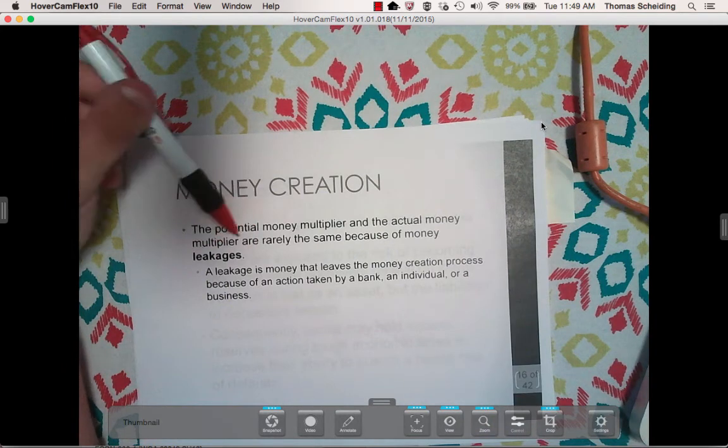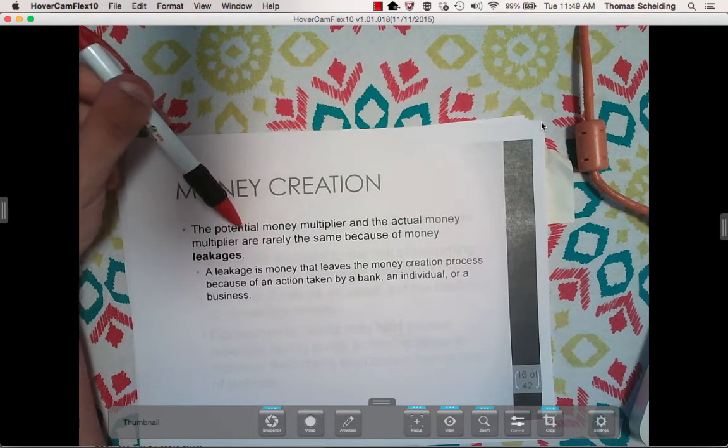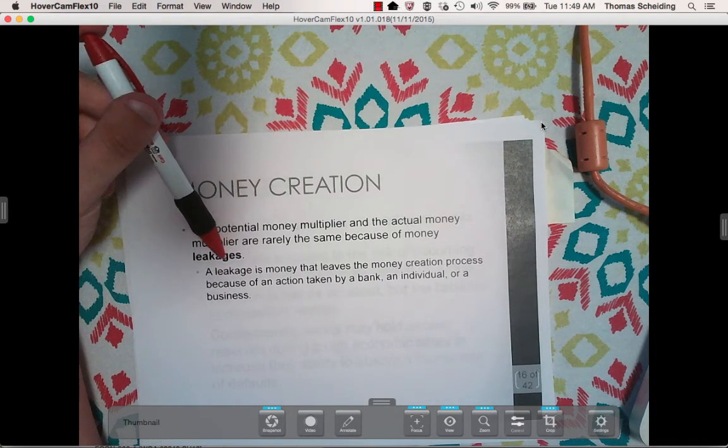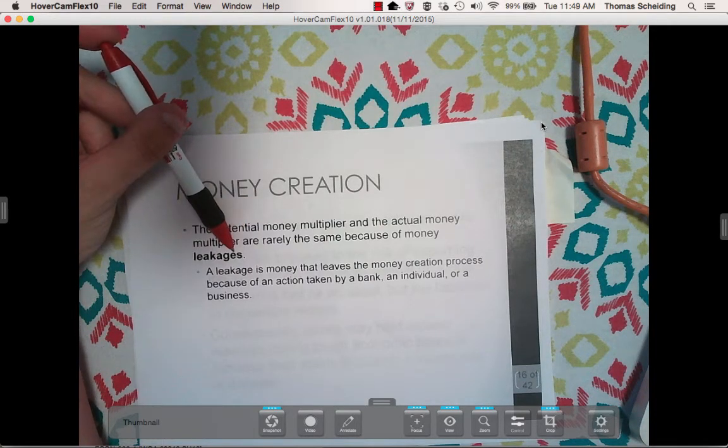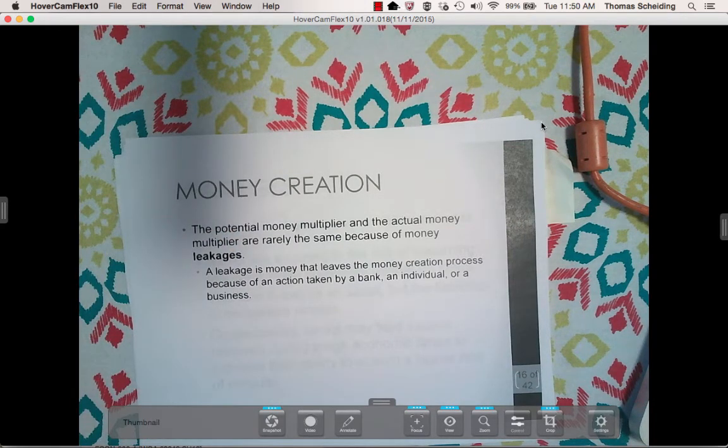Now, even though we calculated the money multiplier to be 10, we actually most of the time don't see it to be that large, and that's because of leakages. And there's two sources of that leakage. The first would be that banks don't lend out all that they are legally able to. Usually banks hold some excess reserves.